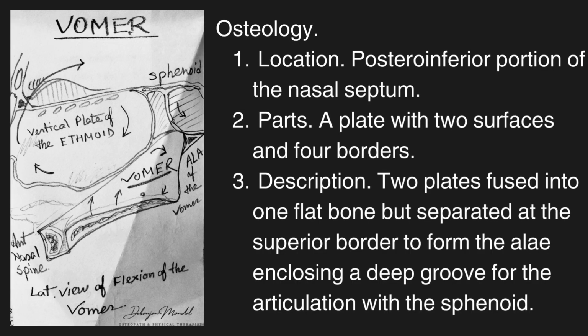Vomer bone location. Posteroinferior portion of the nasal septum. Vomer bone has a plate with two surfaces and four borders. Two plates fused into one flat bone but separated at the superior border to form the alae, enclosing a deep groove for the articulation with the sphenoid.